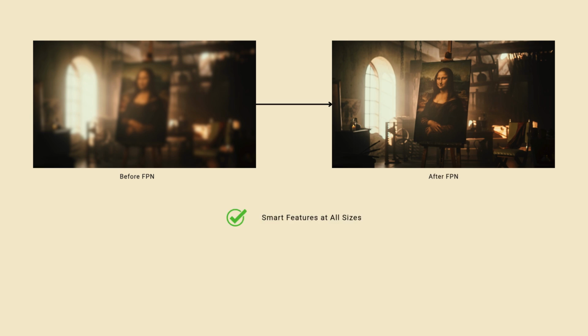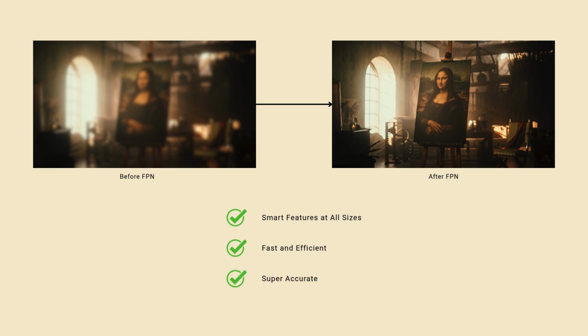Smart features at all sizes. FPN's biggest win is that every level of its smart maps has strong, high-level understanding. This is super important for finding tiny objects that used to get lost. Fast and efficient. FPN creates these powerful multi-size maps from just one original image. This means no more slow, memory-hogging image pyramids. FPN-based systems can work in real time, like 5 pictures per second, which is crucial for things like self-driving cars.